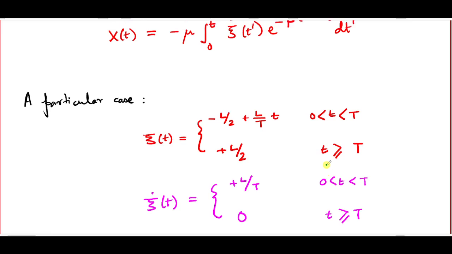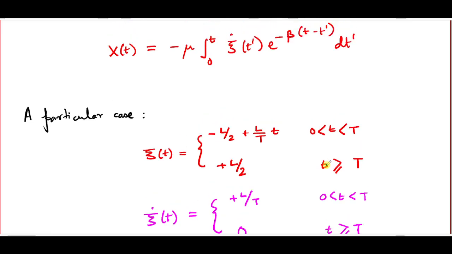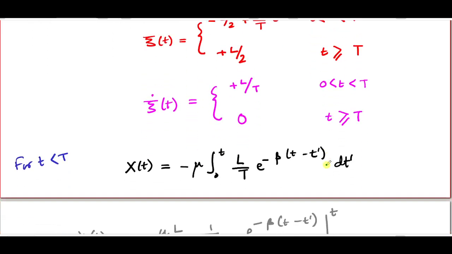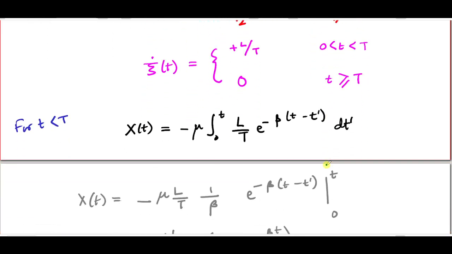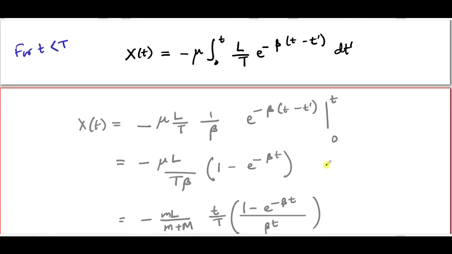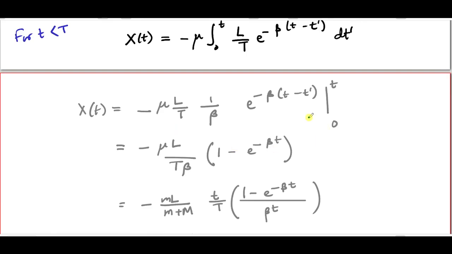If you plug this into our formula, which needs only xi dot as a function of time, we end up with a simple integral to evaluate, which can be integrated very, very simply. After all, an exponential is one of the simplest functions to integrate, and after you evaluate the integral, this is what you end up with. And if you put back the value of mu, you get this form: small m L by M plus m, small t by capital T, 1 minus e to the minus beta t over beta t. All this is correct for t smaller than capital T.